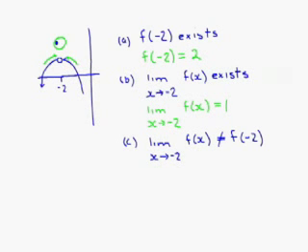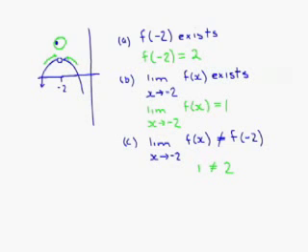Previously, in part B of the question, we had worked out the limit as x approaches -2 of f of x, and we obtained an answer of 1. In the first part of our question, we had worked out the f of -2, and we found it to be 2. So, obviously, 1 is not equal to 2. So the third condition is not satisfied.